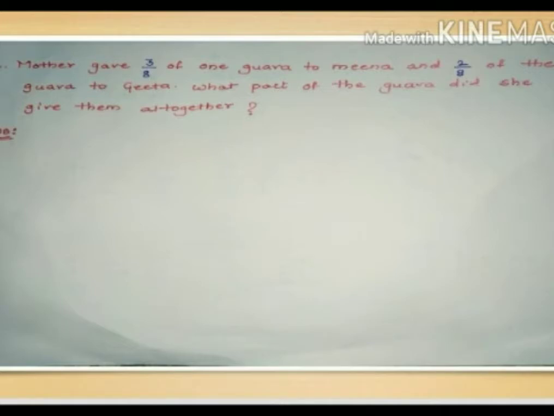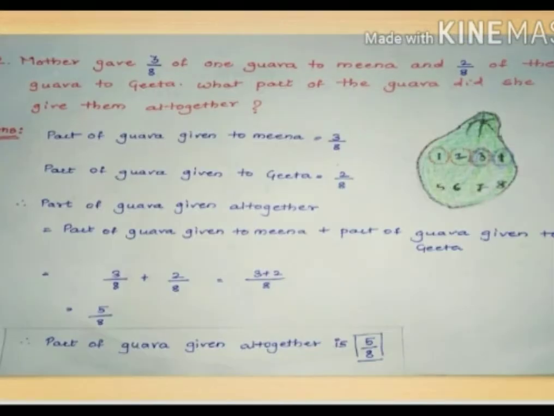Word problems. Question number 2. Mother gave 3 upon 8 of one guava to Meena and 2 upon 8 of the guava to Geeta. What part of the guava did she give them altogether? Now students, you can see here 3 out of 8 equal parts of guava given to Meena and 2 out of 8 equal parts of guava given to Geeta.